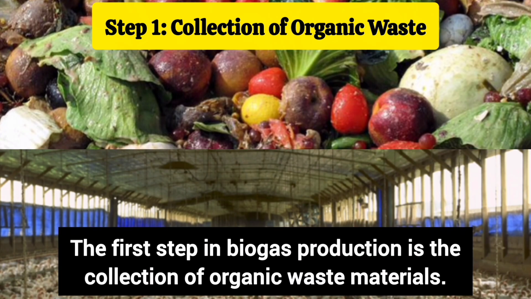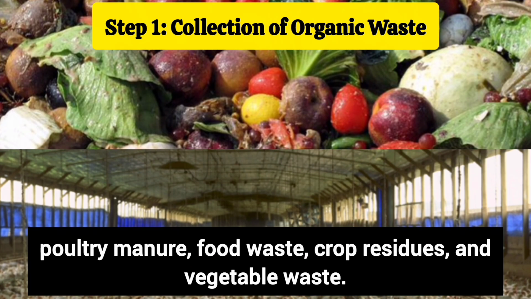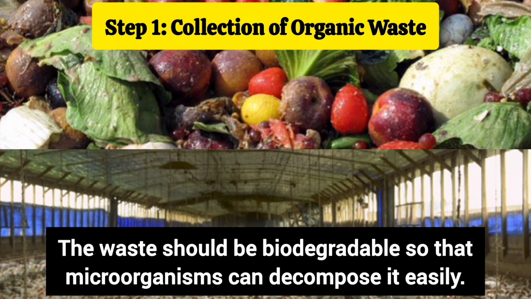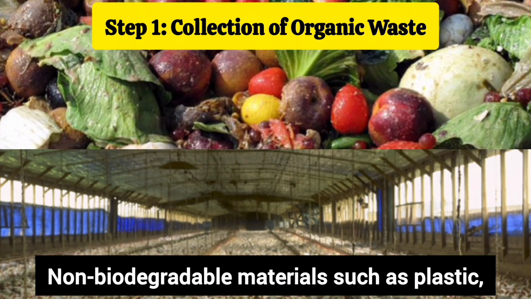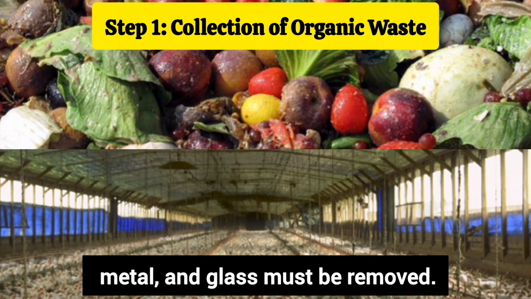Step 1, collection of organic waste. The first step in biogas production is the collection of organic waste materials. Common materials include cow dung, poultry manure, food waste, crop residues, and vegetable waste. The waste should be biodegradable so that microorganisms can decompose it easily. Non-biodegradable materials such as plastic, metal, and glass must be removed.